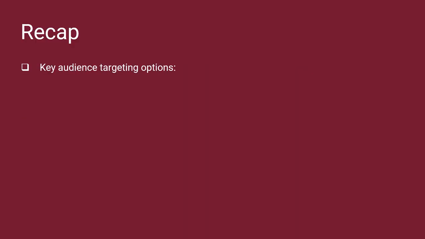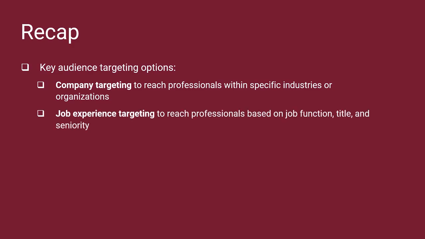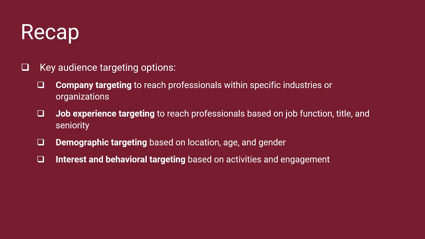The key audience targeting options on LinkedIn are company targeting for businesses that want to reach professionals within specific industries or organizations; job experience targeting to reach professionals based on job function, title, and seniority level; demographic targeting based on location, age, and gender; interest and behavioral targeting based on their activities and engagement on LinkedIn; and retargeting to re-engage users who have previously interacted with the brand.